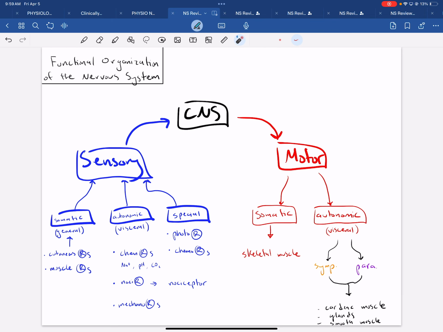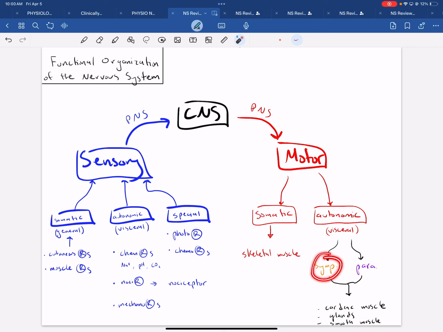That's how some stimulus is being transduced by a receptor, and then it travels through these nerves, through the sensory division of the nervous system to the central nervous system. So this is the PNS, and then it's processed in the CNS, and then it leaves. A motor signal leaves through the PNS, and it can go through the somatic division or the autonomic division. If it goes through somatic, it's going to skeletal muscle. If it's going through autonomic, it's going to cardiac muscle, glands, or smooth muscle.